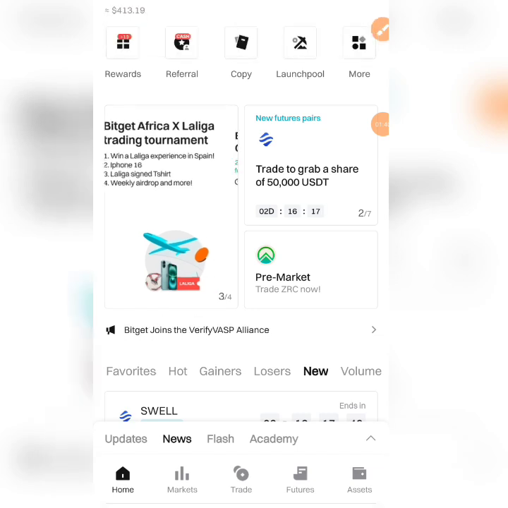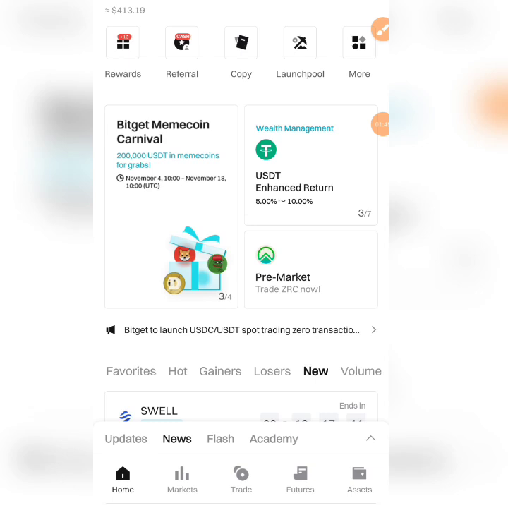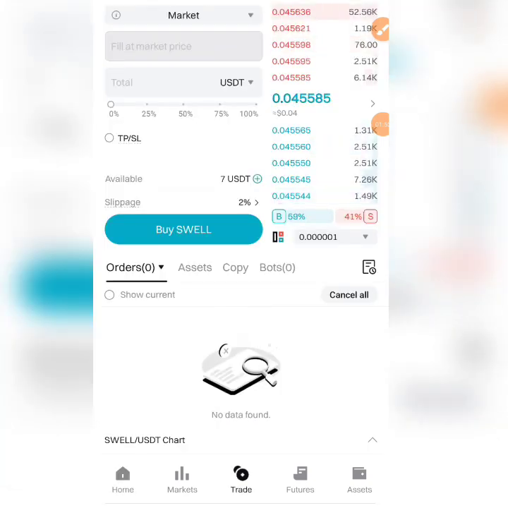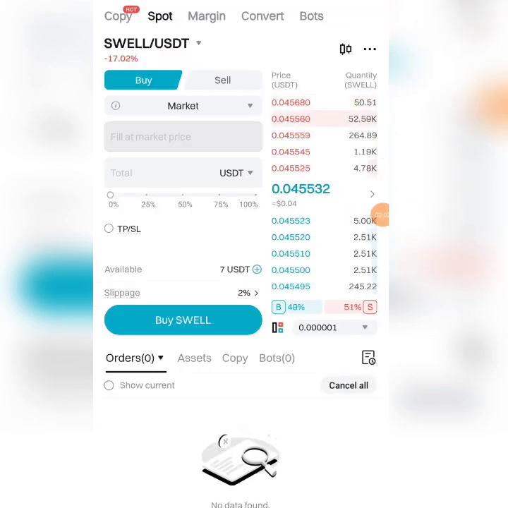So now, once you have your dollar, I have my dollar here already, it's going to show your total assets. You will see everything that you have. On the bottom of your home page, you click on trade. In some exchanges, it might be written as spot, but trade, this is all spot. That is where you buy or sell any crypto. As you guys can see, this is what I'm watching right now. This is Swell Crypto. All right, Swell, that's the name.